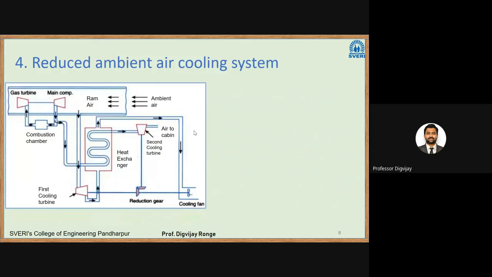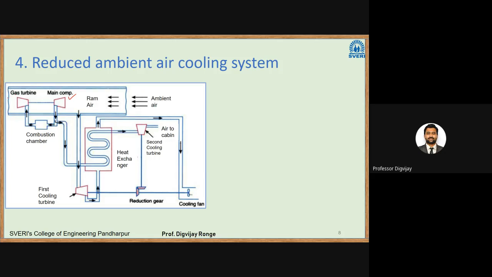We'll move towards the reduced ambient air cooling system and the regenerative air cooling system. These two systems are very important for high speed, high velocity aircraft. We'll see how they work. What you see on the screen is again an aircraft cooling system. There is a combustion chamber. There will be a main compression.